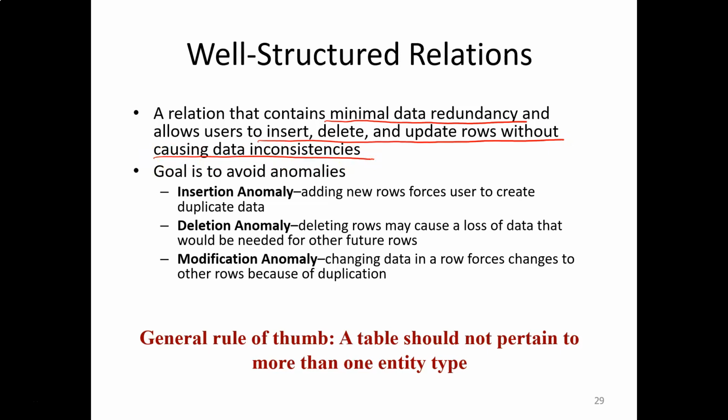There are 3 different types of anomalies that may occur if you have a table that's not normalized. One is called insertion anomaly. That means there will be inconsistency in data when you insert data into the table. And the other is called deletion anomaly. That's when inconsistency happens when you delete something from the table. And also modification anomaly. That's when inconsistency happens when you update the data in the table.